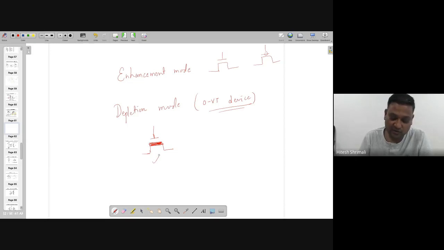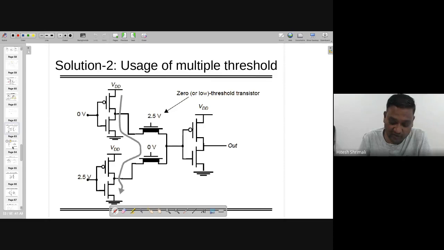So it's like a relay. That's why these are useful where there is no drop at all. Like earlier we were seeing that if this is the case, A equal to VDD, B equal to VDD.